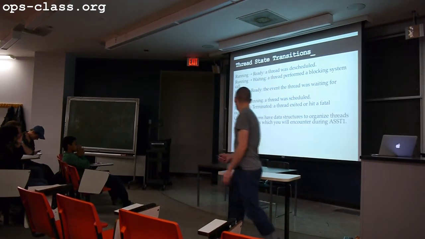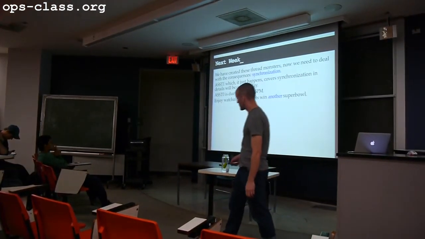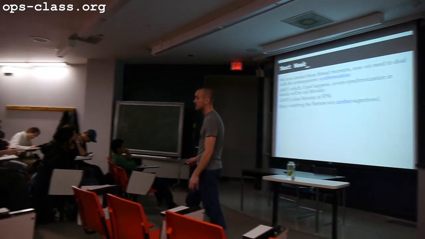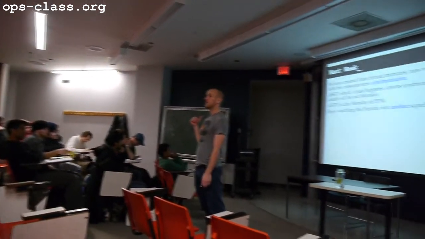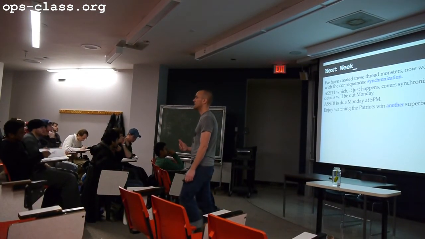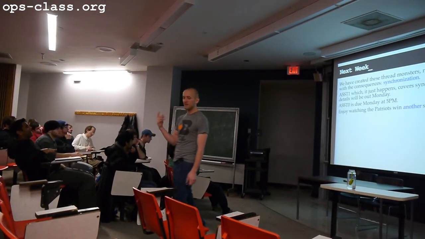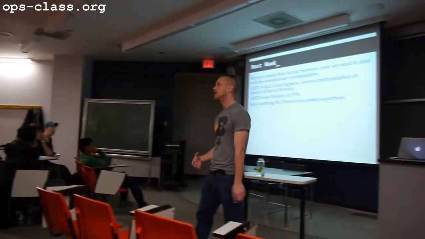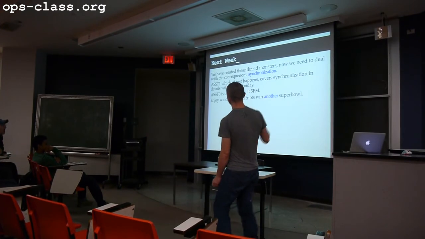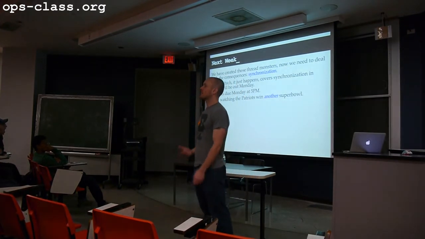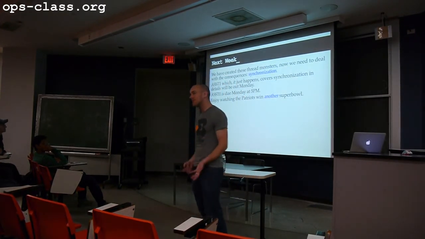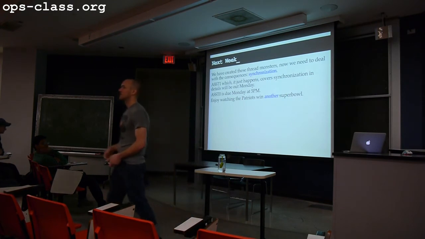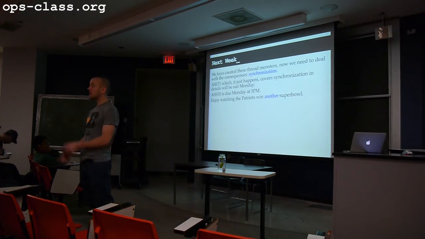All right, so next week we're going to talk about synchronization. We've created this threading abstraction. We've implemented it using context switches. We talked a little bit about some of the overheads that are required and the states a thread can be in. But now we've got to deal with the details. We've got to work out how threads are going to coordinate, and what kind of primitives the kernel is going to provide, especially for kernel threads.